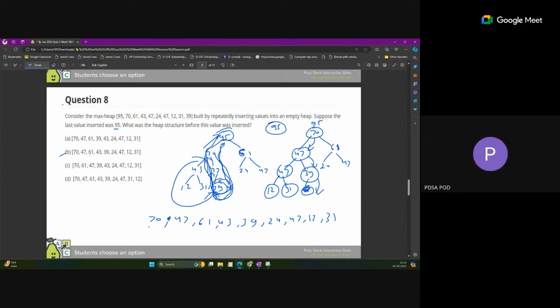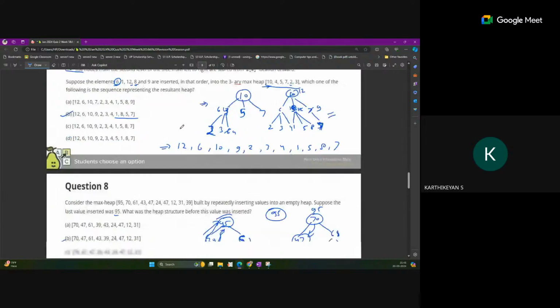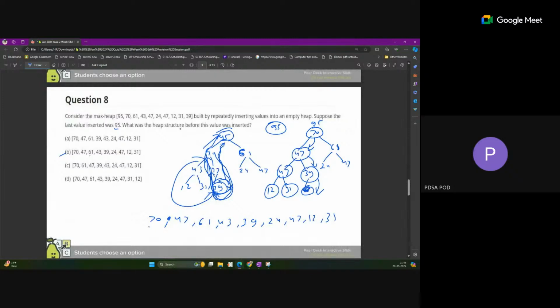Yes, sir. Can we go to the previous problem for the answer? Just 12, 6, 10. Thank you. Okay, so 1 second. 47 is 43, 40. Okay, this B is the correct answer for this.